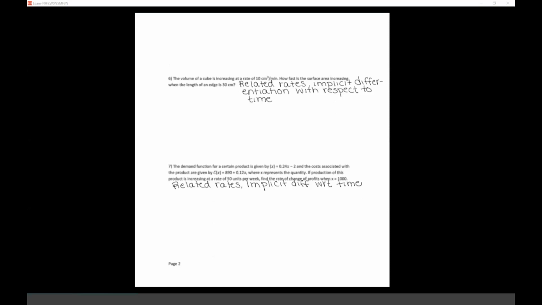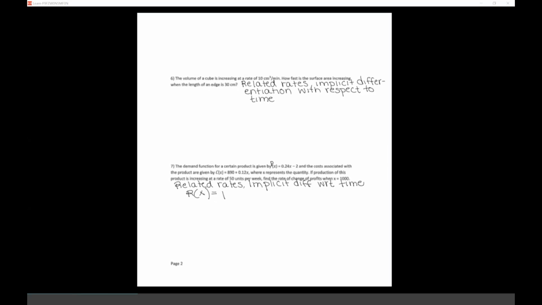Then what you need to do is first build a revenue function, which is going to be your price function. This should be a p of x. For some reason, I lost the p. So p of x times x. That's little p. And then your profit function is revenue minus cost. So you're going to build those, and then you're going to differentiate the profit function.